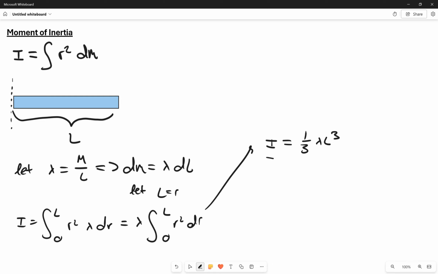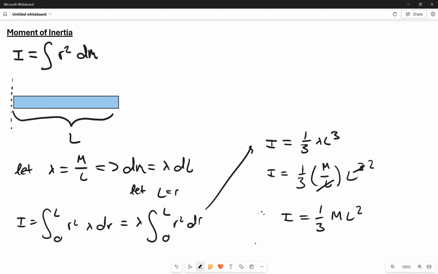This is a fine answer, but we defined lambda as m over L, and we still have it in our expression. So I is equal to one third lambda L cubed, which is one third times m over L times L cubed. Well, this L goes away and this becomes squared. Therefore I equals one third mL squared, which is the moment of inertia of this rod rotating about the line we drew over here.